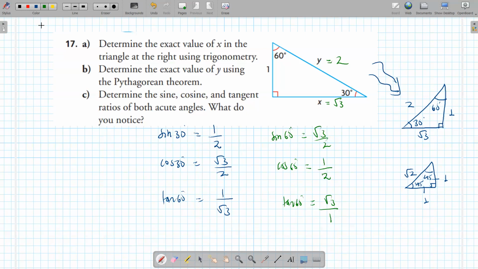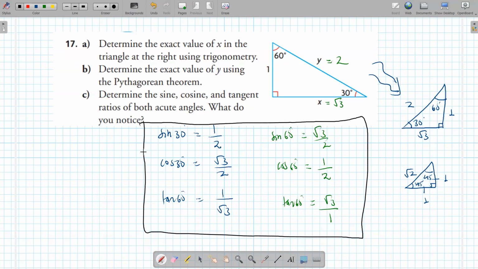What do you notice here? Look at this. Try to find the pattern. That's the question for C. These we can come up with, right? We're just reading SOH CAH TOA. But the bigger question is, what's the pattern here? You notice 1 over 2 and 1 over 2, they repeat. Root 3 over 2 and root 3 over 2, they repeat, right?